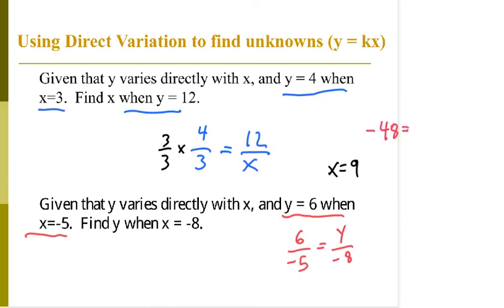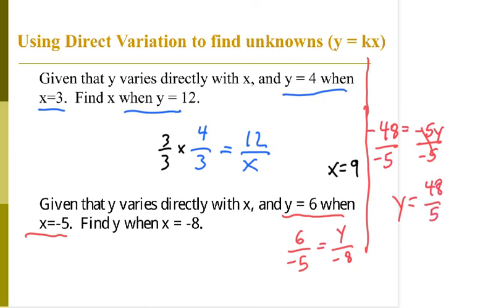To solve this, we would divide both sides of our equation by negative 5 to isolate the y, and we would end up with y equals, a negative divided by negative is a positive, so we have a positive answer. It's going to be 48 over 5. And we could stop here, but if you want to go the extra step, it would be 9 and 3/5, or 9.6.